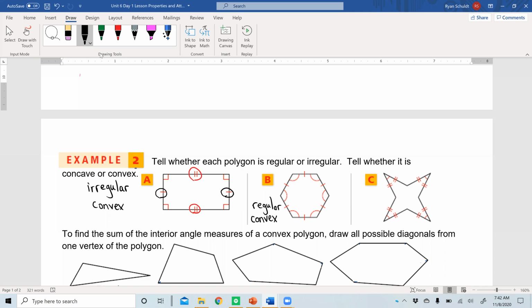Okay, next one. So my first check, all my sides. All the sides match. We're good. Then I go and check all my angles. Now notice between every two sides, there's an angle. So I've got this angle here, but then I've got this angle right here. Are those two the same? No. So this is irregular.